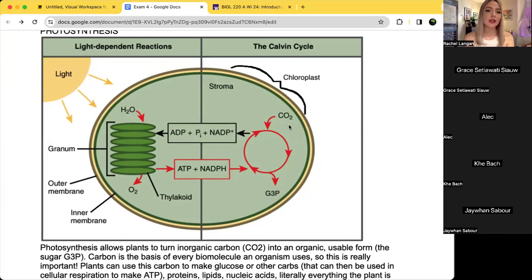So say something stops the Calvin cycle, maybe you have something block Rubisco. You would think that doesn't affect the light reactions at all. Well, it kind of does, because if you stop doing the Calvin cycle, you stop making these molecules, and even if you have a ton of water and light around to do the light reactions, if you don't have the supplies you need to make ATP and NADPH, you're not going to be able to do the light reactions. So both are dependent on each other.